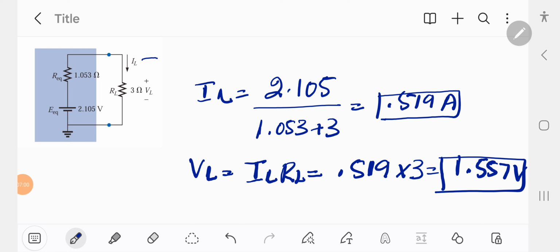So according to Millman's theorem, we can convert parallel voltage sources to a single voltage source with a resistance.